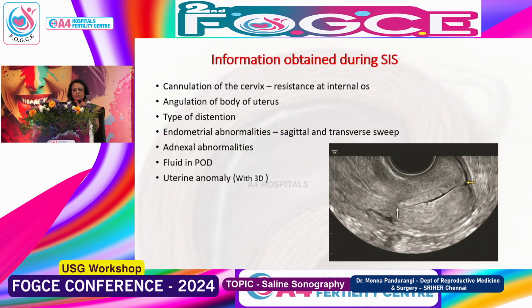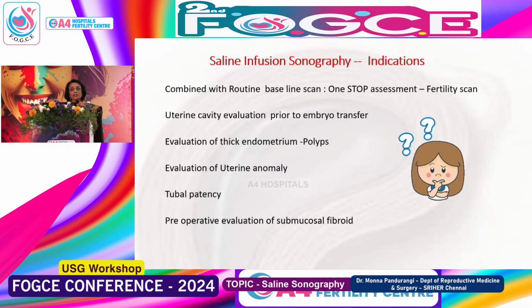So what information can you obtain, what all can you see during an SIS? Whether cannulation of the cervix is okay, whether there is a resistance at the internal os, which is very important information if you are going to do an embryo transfer for the patient. The angulation of the body of the uterus can be obtained, the type of distension, endometrial abnormality in the sagittal and the transverse sweep, adnexal abnormality, fluid in the POD, and uterine anomaly can be studied better along with transvaginal sonography and a saline infusion. Let's go through one by one. So what are the usual indications?